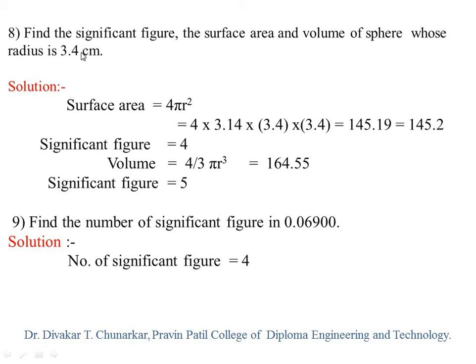In your previous numerical problem, find the significant figures, the surface area and volume, whose radius is 3.4, we have to give. This is the radius of the sphere, and we first find out the surface area and volume of the sphere, and then we have to find the significant figures for each surface area and each volume of the sphere. So this is our answer.